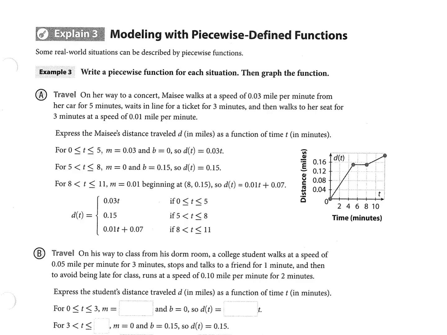Some real-world situations can be described by piecewise functions. Write a piecewise function for each situation, then graph the function. This one is about travel.